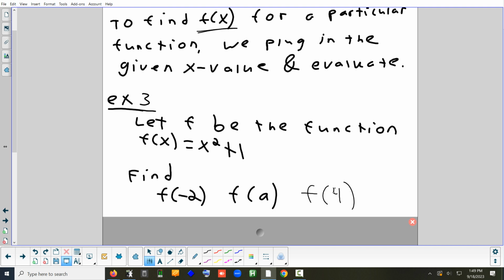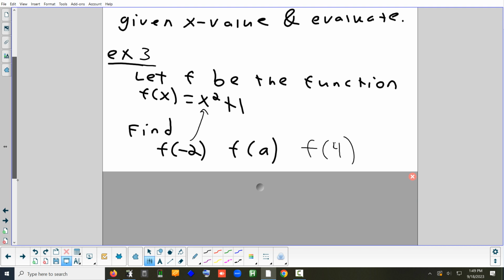So I want to find f of negative 2, then I'll do f of 4, and then I'll do f of a next. Okay, so what does it say to do? Take the particular x value that's given and plug it in. So what's the x value that's given in the first one? Right? -2. So take the -2 and fill it in for x.